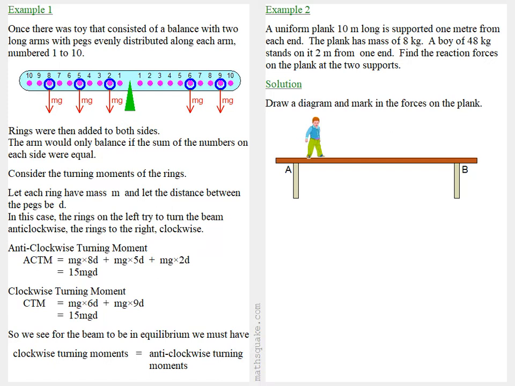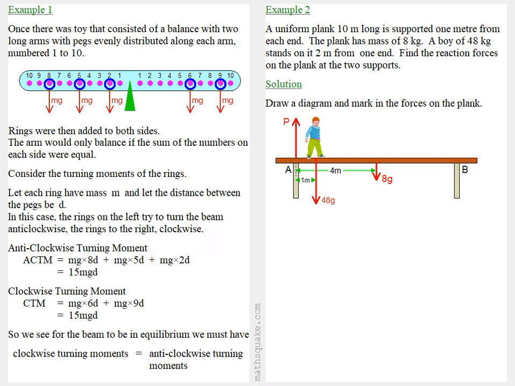Well, to begin with, we have the weight of the plank, which is 8g, which acts in the middle of the plank, so that is 4 meters from A. Then we have the weight of the boy, that's 48g, and acts 2 meters from the end of the plank, so that is 1 meter from A.